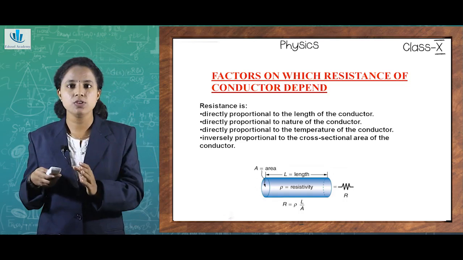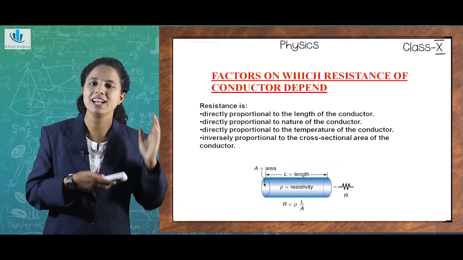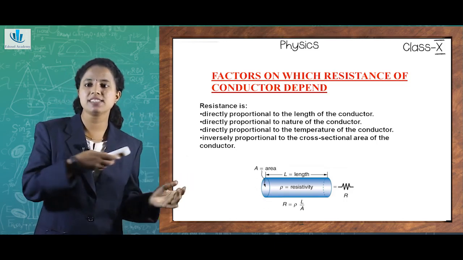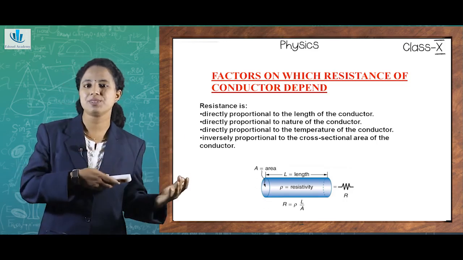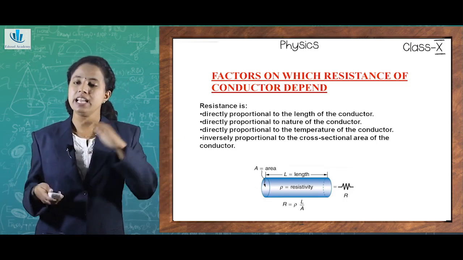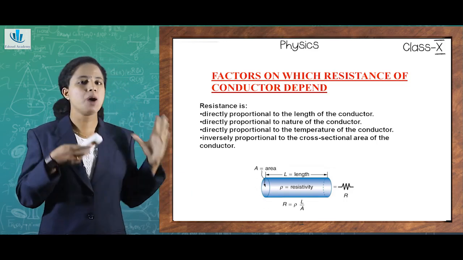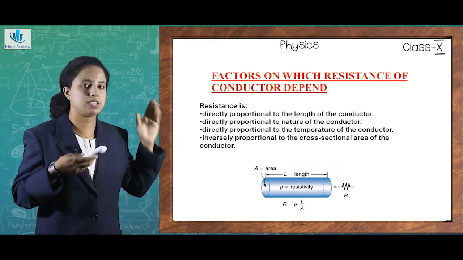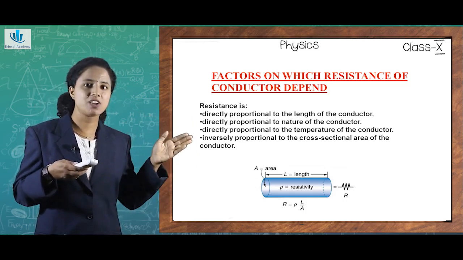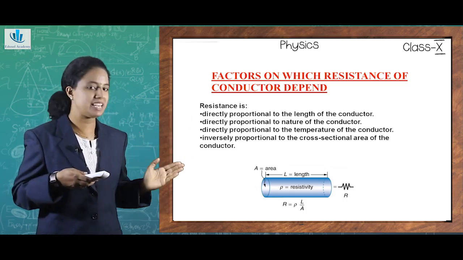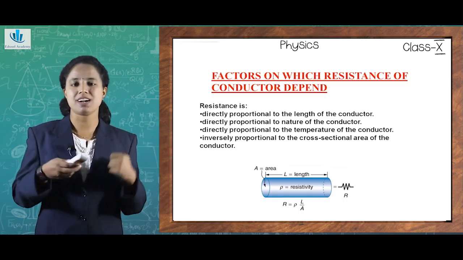Resistance is also inversely proportional to the cross-sectional area. That is, if the area increases, resistance decreases. So the area of cross-section of the conductor and the resistance are in inverse proportion. So by including all this, how can I write an equation? That equation is R equals rho L by A, where L denotes the length of the conductor, A denotes the area of cross-section, and R denotes the resistance of the conductor.